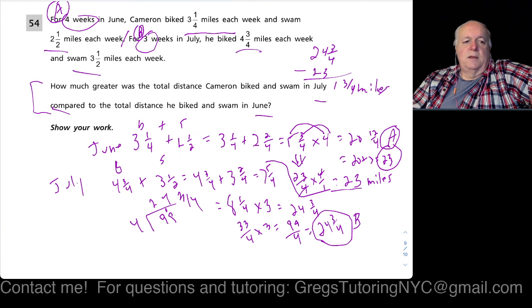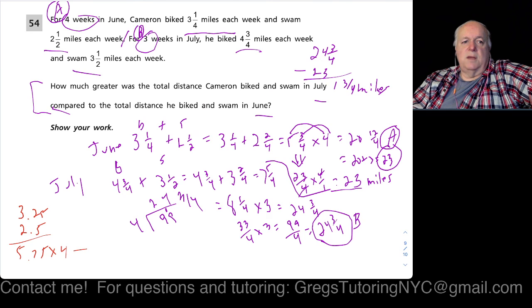I'll use my handy dandy red. So 3 1/4 is the same as 3.25. Okay, 2 1/2 is the same as 2.5. We could have added those up. We can get 5.75. Okay, we're going to multiply that by 4 and get whatever answer we have there.